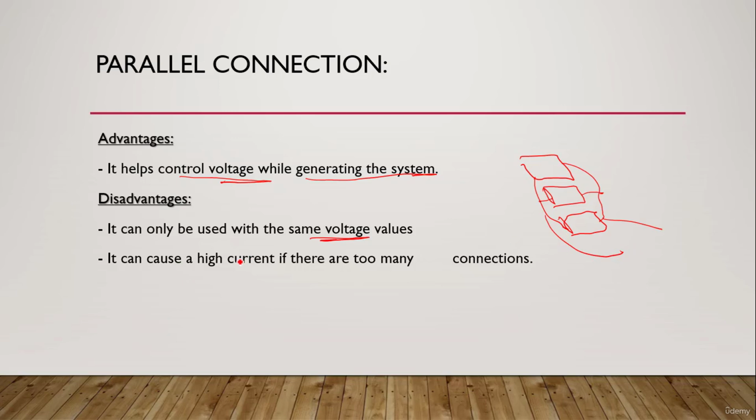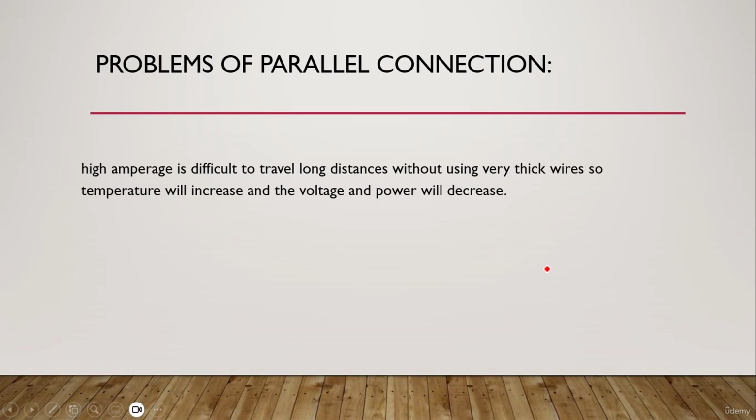It can cause a high current if there are too many connections. One of the most important and hard disadvantages of the parallel connection is that high amperage is difficult to travel long distance without using a very thick wire. So the temperature will increase and the voltage and power will decrease in the parallel connection.